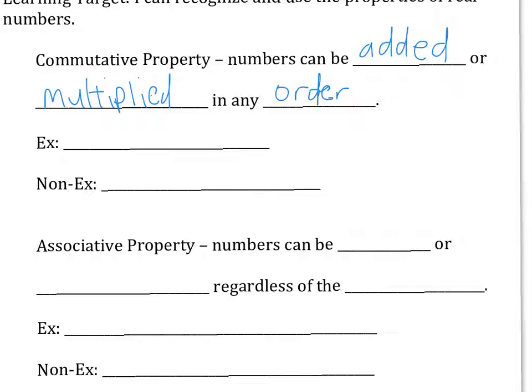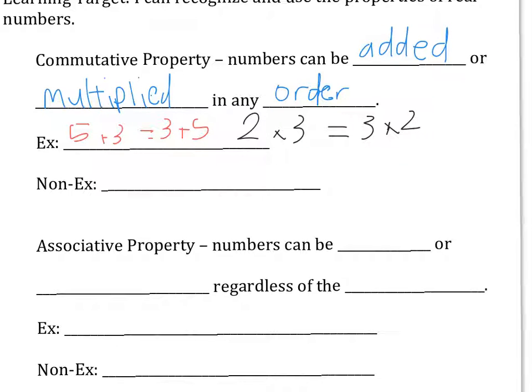For an example, this means I could have 5 plus 3 is equal to 3 plus 5. Or for multiplication, here I could have 2 times 3 equals 3 times 2. So I'm just flip-flopping the order.